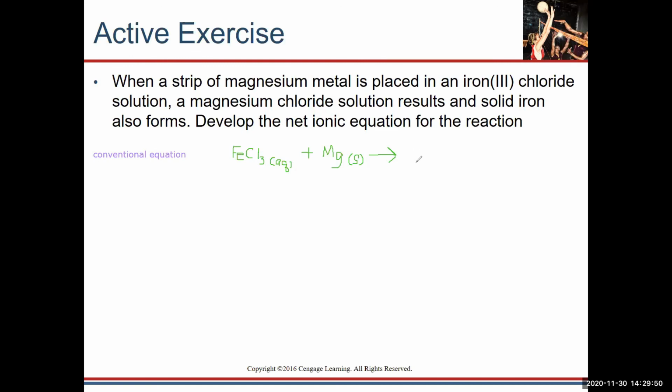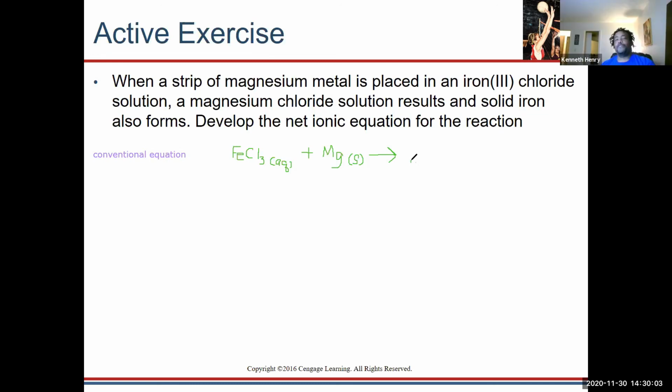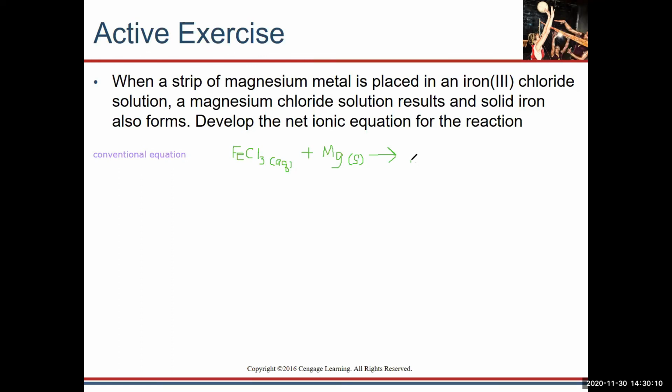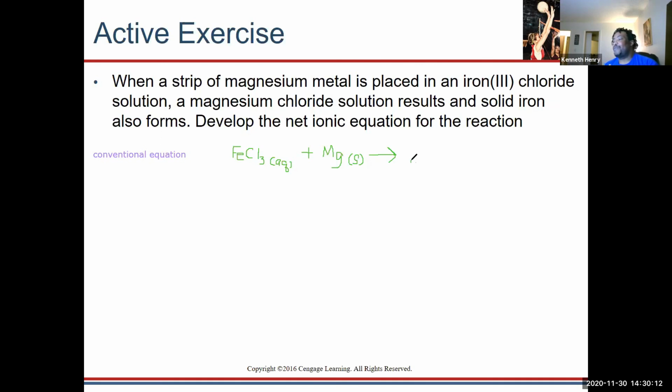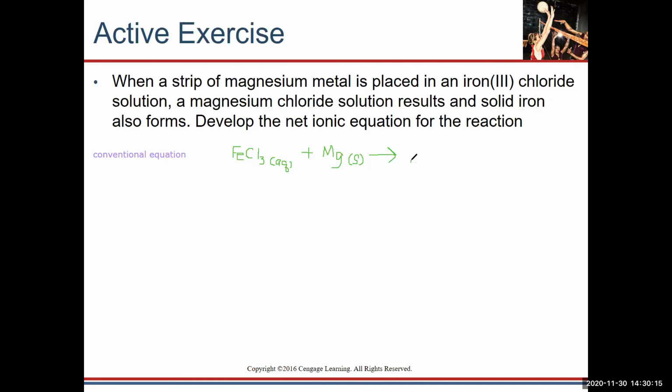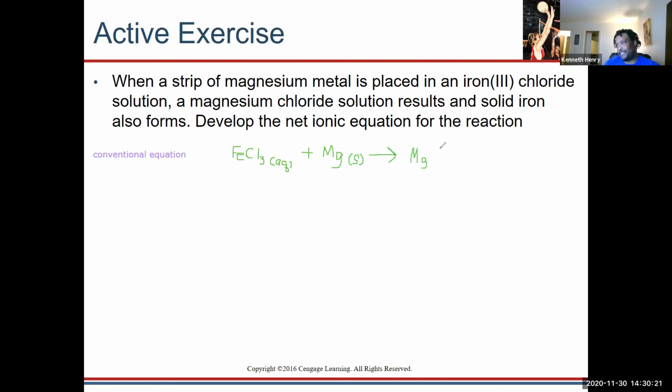Oh, I don't know the charges, because I don't have my table in front of me, but I know what they dissociate into. Well, before they dissociate, first we have to write the conventional equation. That's all we're writing right now. Oh, okay. So Kevin, what were our products? It was MgCl2.